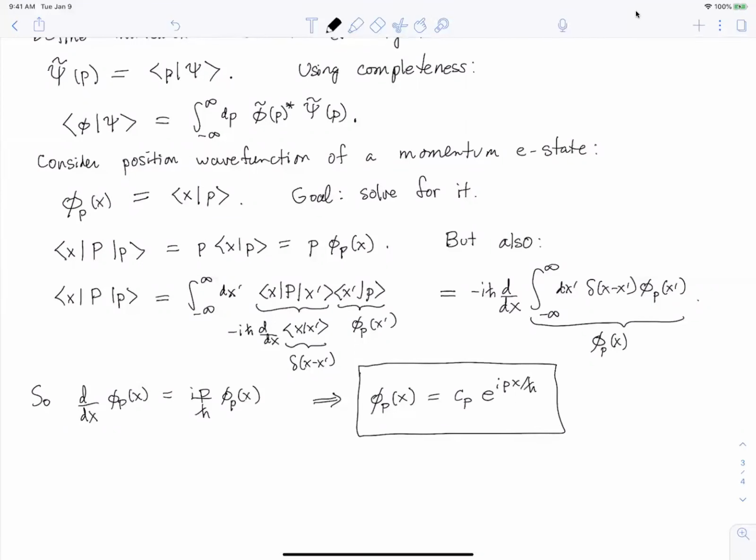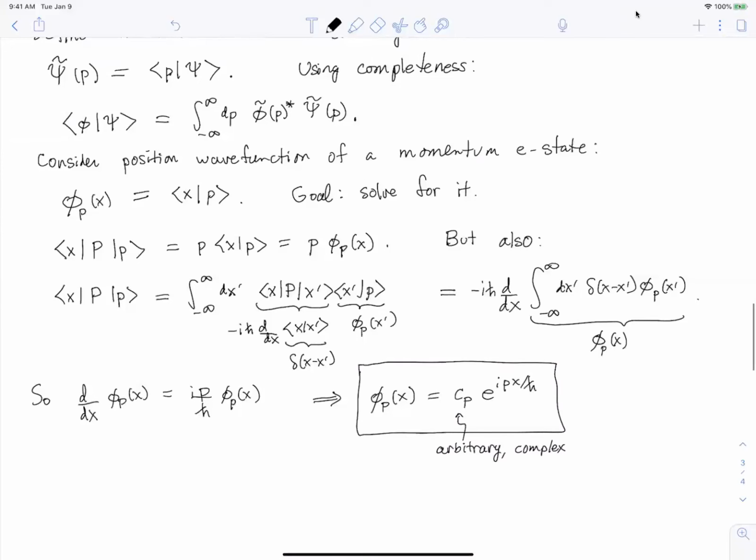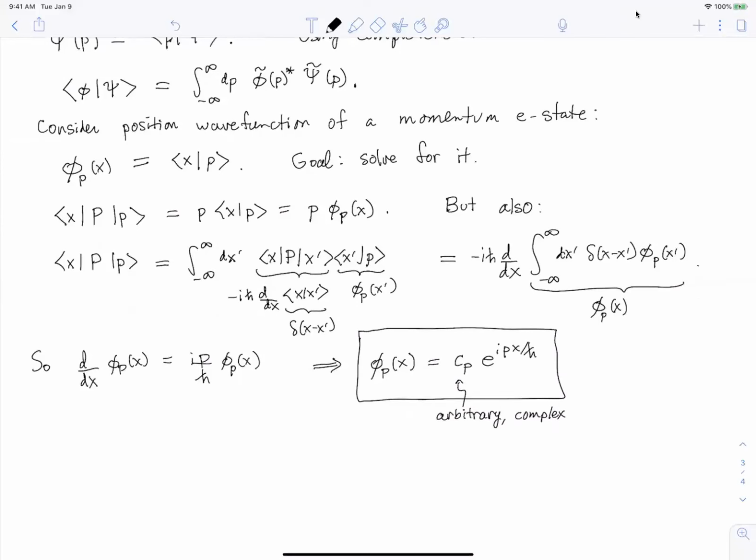So let me make some remarks about this solution. First of all, this constant is arbitrary. It could be complex in general. It's arbitrary because both sides of our differential equation are proportional to phi p of x, and so it will just cancel out no matter what it is. The other comment is that our p here has to be real.